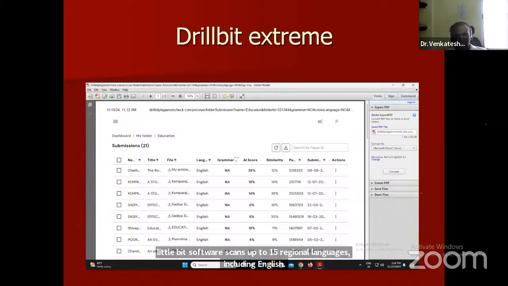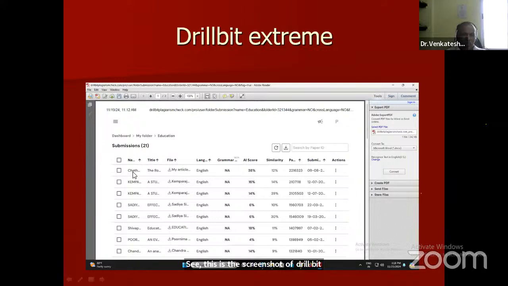See, this is the screenshot of Drillbit Extreme. Here, see the name. Number 1 is Chetan, and the title. Again, the article is in English. You can also observe that it presently checks grammar. Again, AI score and similarity. But luckily we consider the similarity only. We do not consider the AI score. This is a screenshot of Drillbit Extreme presently used by the universities.